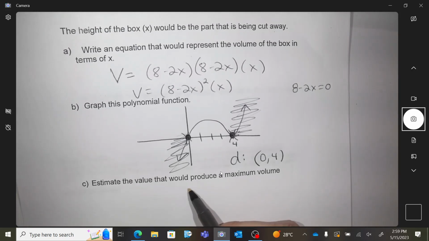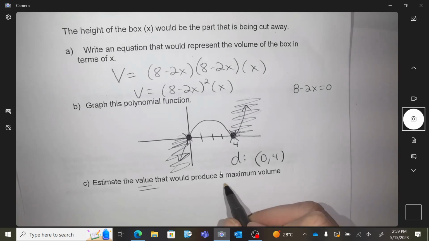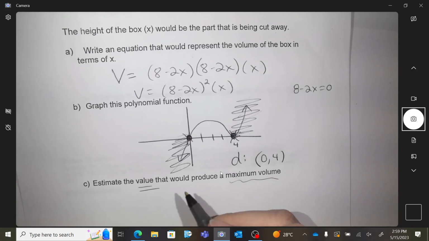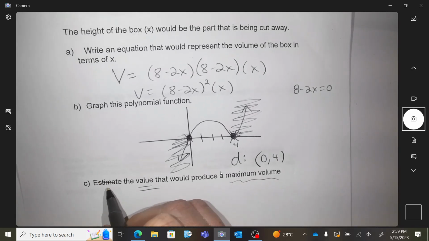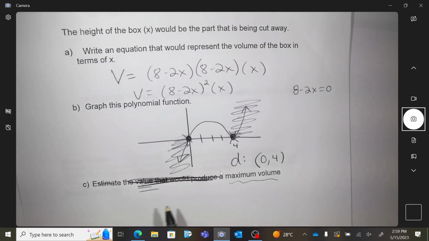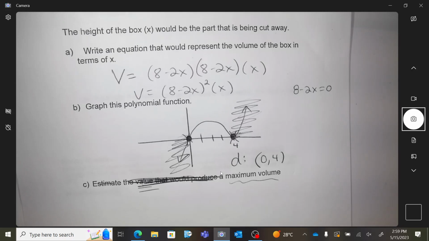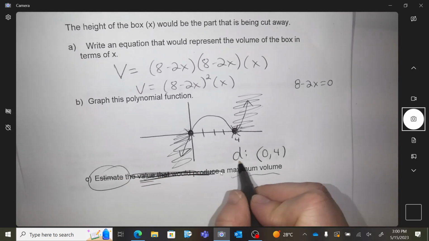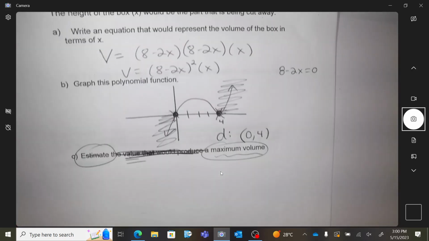Estimate the value that would produce the max volume. We're just going to, okay, forget this. Bad question, I don't like this. Just estimate a max volume. How about that? We'll just make the question: estimate a max volume. New question. Just estimate the max volume.